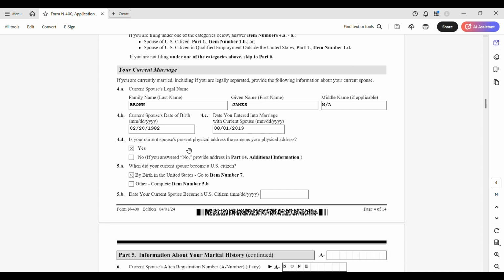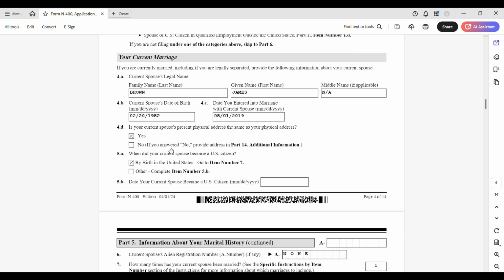Is your current spouse's present physical address the same as your physical address? You indicate here accordingly. In this case, we see yes. And if you answered no, provide address in Part 14, additional information.